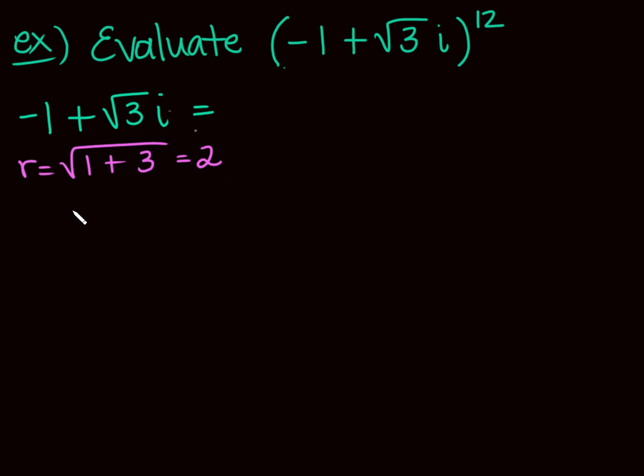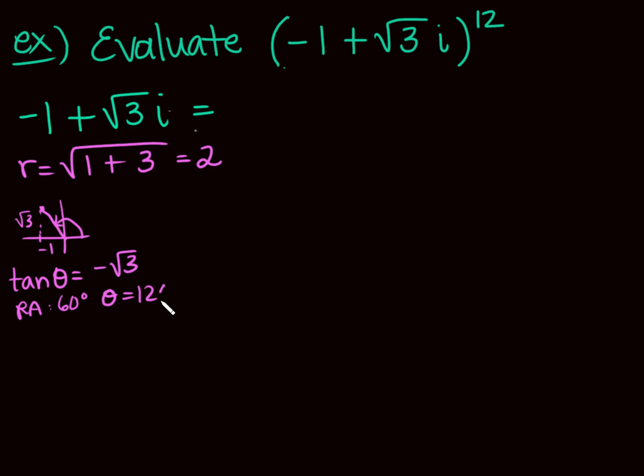If I look at what quadrant I'm in, it looks like I'm in quadrant 2. So here's my theta right here. This is negative 1, this is root 3. So what is the tangent? The tangent of theta is y over x, so that's negative root 3. So I have a reference angle, and let's stay in degrees. My reference angle is going to be 60 degrees, so it looks like theta is 120 degrees. Hope I did that right.